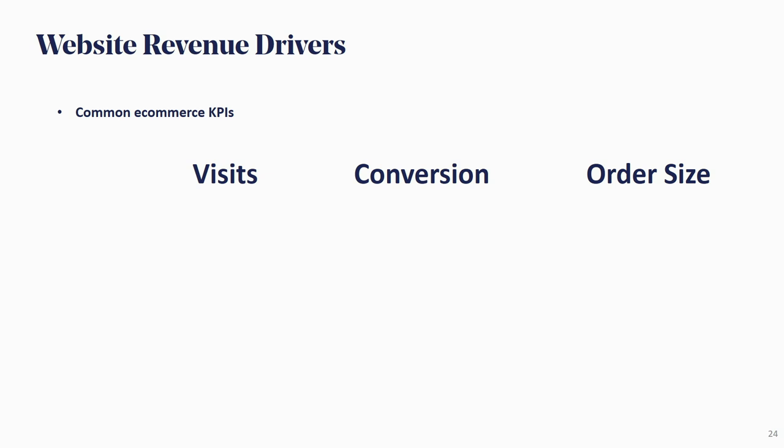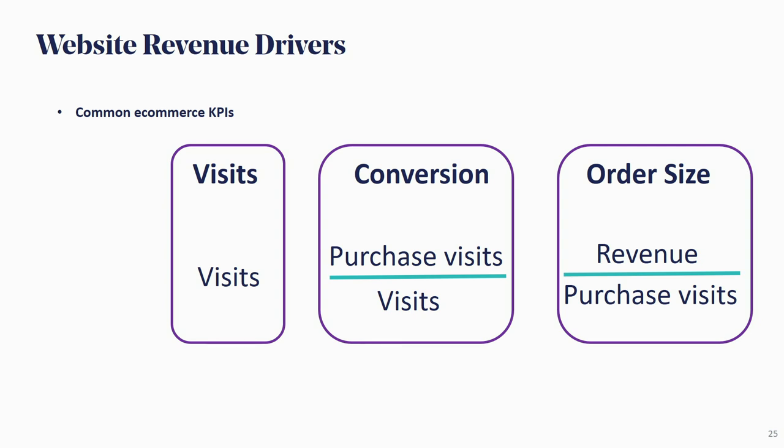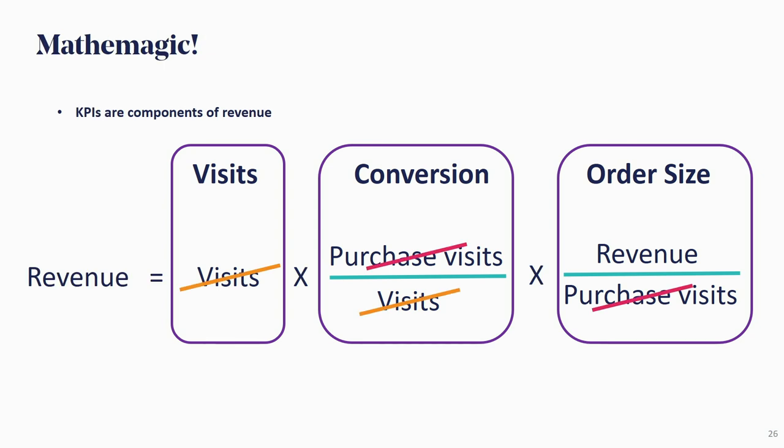Earlier in the session, I asked for people that worked in e-commerce and web analytics, and got a lot of hands. So I know you guys are familiar with these common e-commerce KPIs: visits, conversion, and order size. Conversion is purchase visits, visits that result in a transaction, over visits, and order size is the revenue divided by your purchase visits. And guys, we're in Vegas. I'm no David Copperfield, but get ready for a little mathemagic.